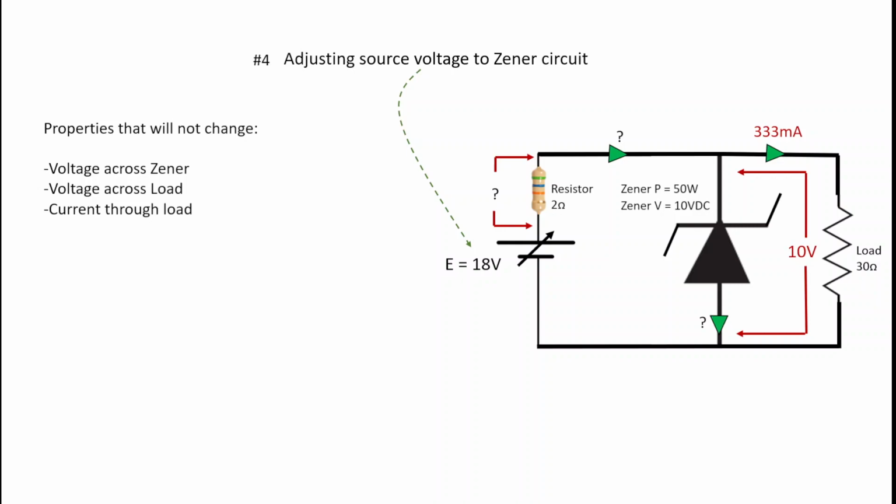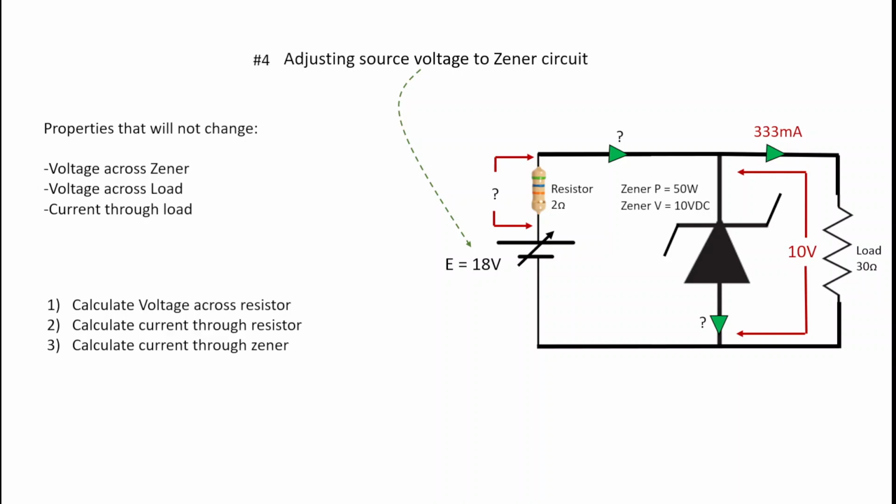Let's calculate the mystery values that we have listed on the diagram. We're going to calculate the voltage across the resistor first. And remember, it is simply a series loop. The series loop is right in here. I already know what the voltage drop is across the Zener diode, so that's 18 minus 10. So 18 minus 10 is 8 volts.